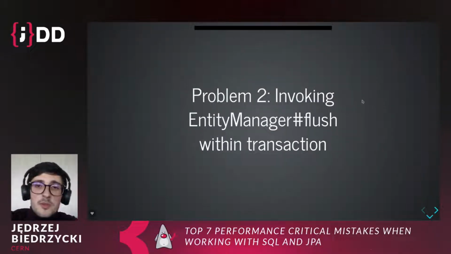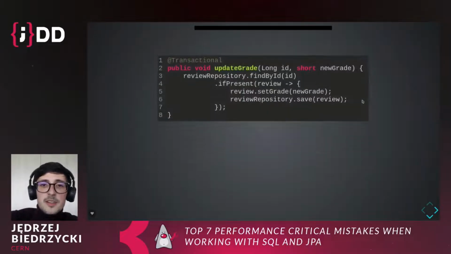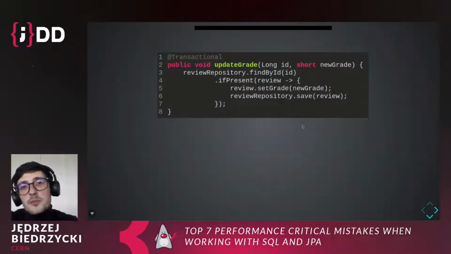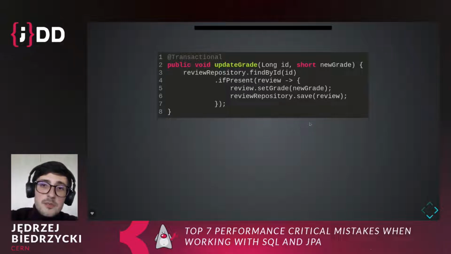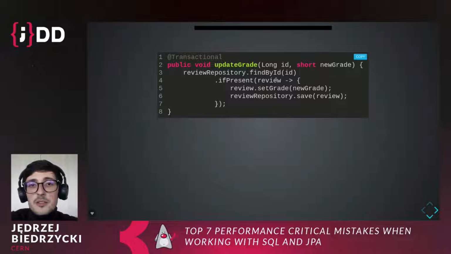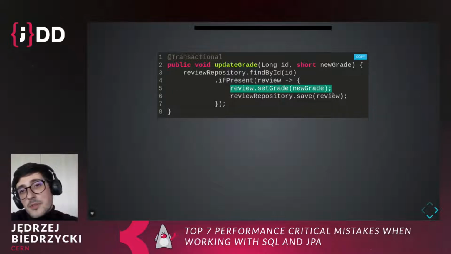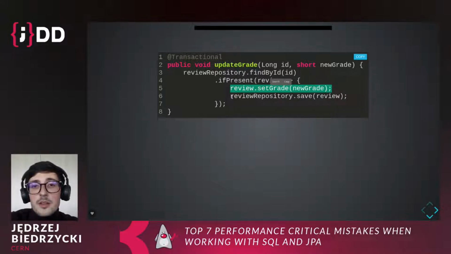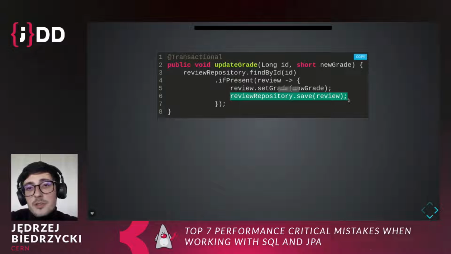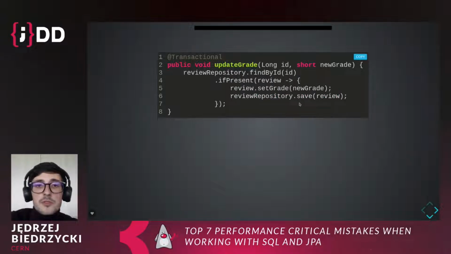Let's see the next problem. That would be flushing within a transaction. And we would like to update a grade. We have written some review and we would like to change a grade. We can do it in the following way. We have an ID of a review, so we find it in the repository. Then we're setting a grade to the new one, and we're saving the review in the repository.